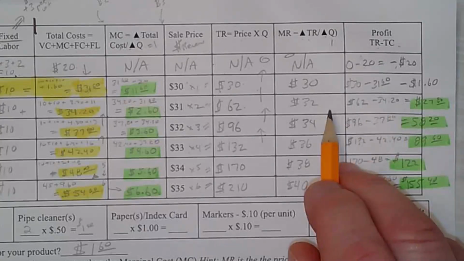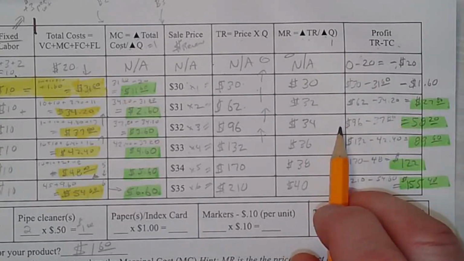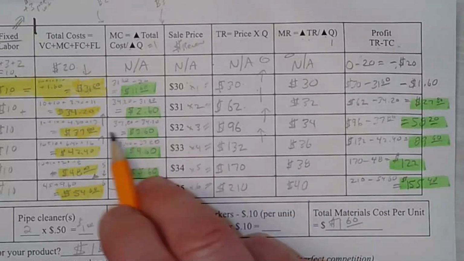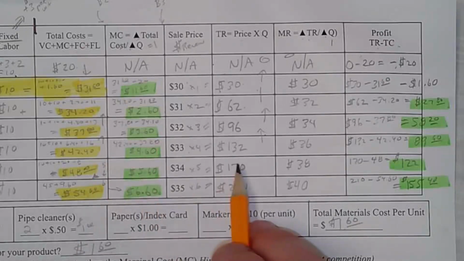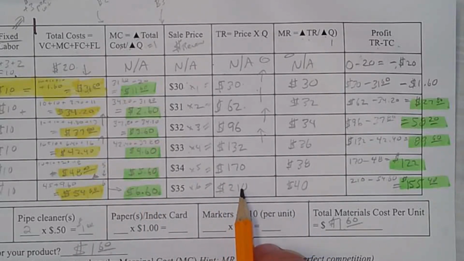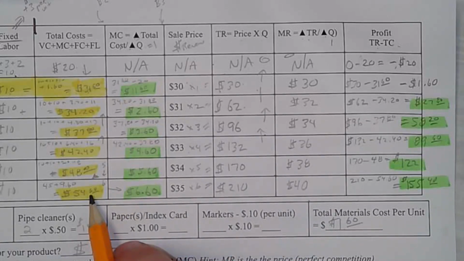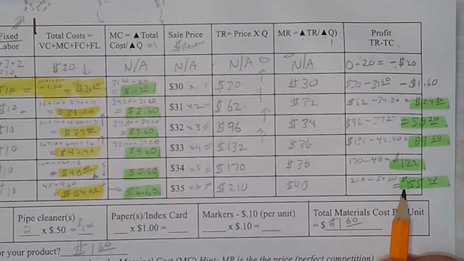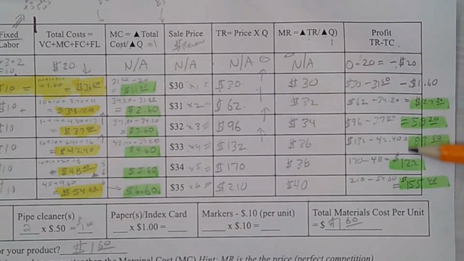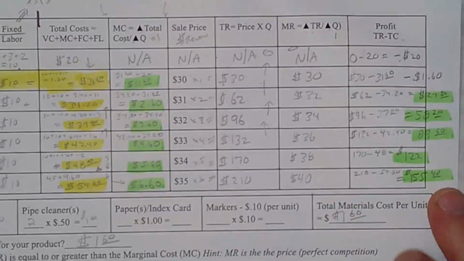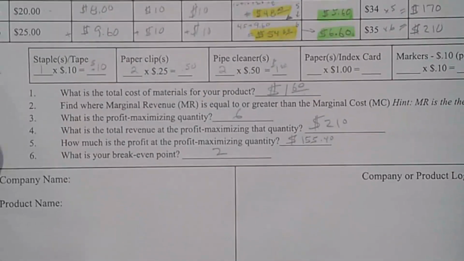So I'm going to do that all the way down. Total revenue 96 minus $37.80, 132 minus $42.40, and on down all the way to making 6 units, bringing in $210 revenue at a total cost of $54.60. So now my profit is $155.40. So pause the video, get all that column done. Now let's move on to our summary.